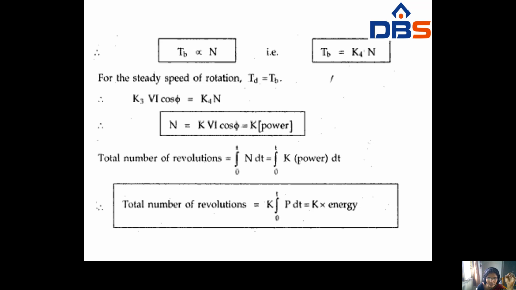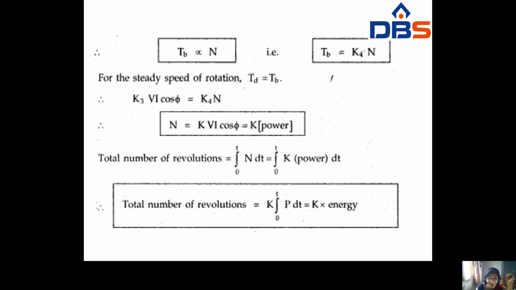For steady state operation, TD equals TB. That means the deflecting torque is equal to the braking torque. So K3 VI cos phi is equal to K4 N. K3 by K4 is one constant, since K3 and K4 are both constants, so N equals K VI cos phi. Here VI cos phi is nothing but power, so N equals K times power.